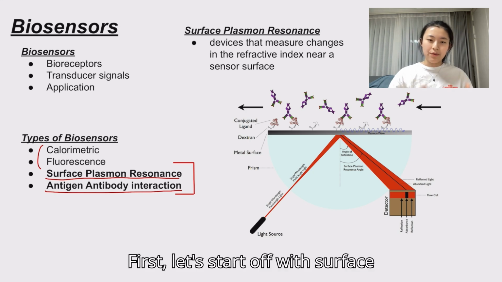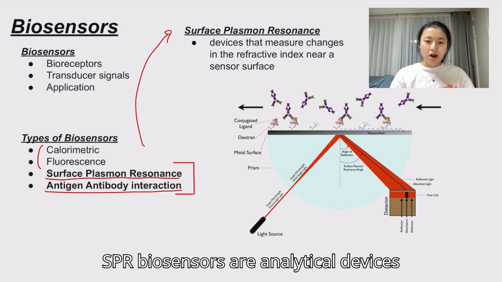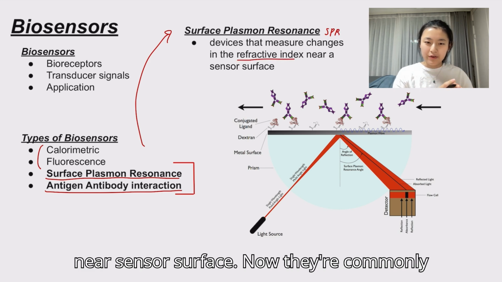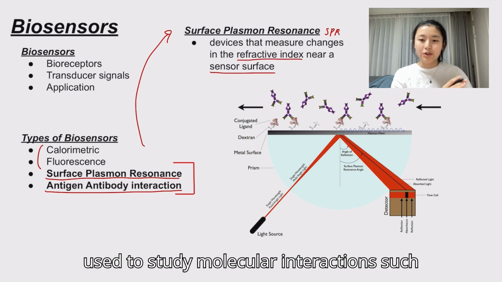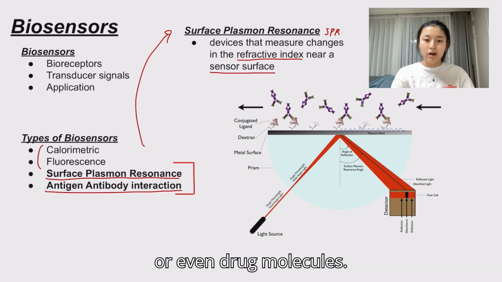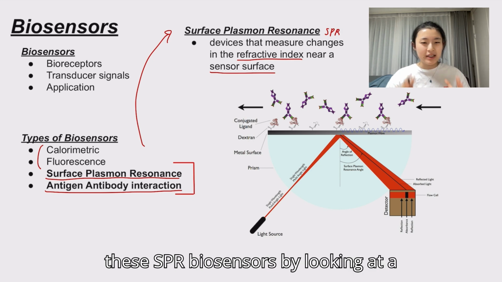First, let's start off with surface plasmon resonance biosensors. These SPR biosensors are analytical devices that measure changes in refractive index near the sensor surface. Now, they're commonly used to study molecular interactions such as binding events between proteins, DNAs, or even drug molecules. Now, let's study the working mechanism of these SPR biosensors by looking at a diagram.